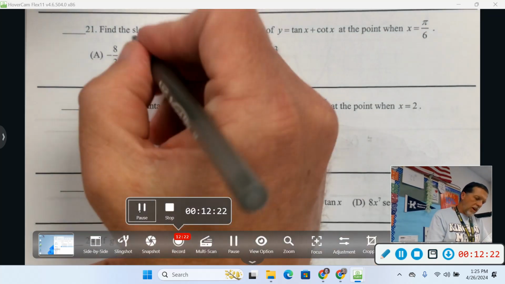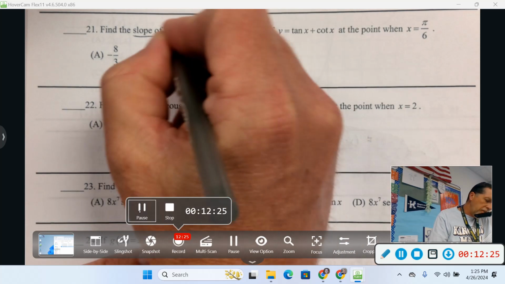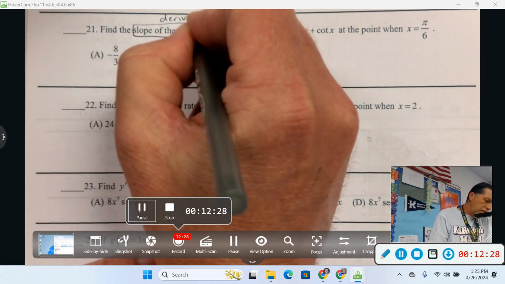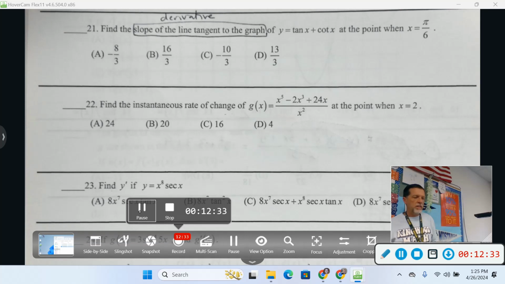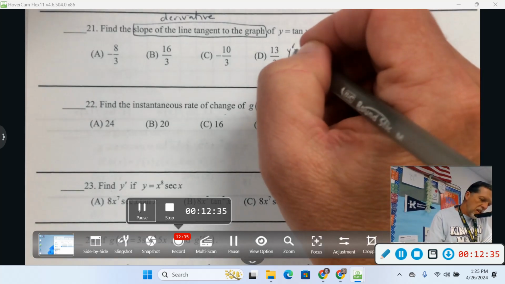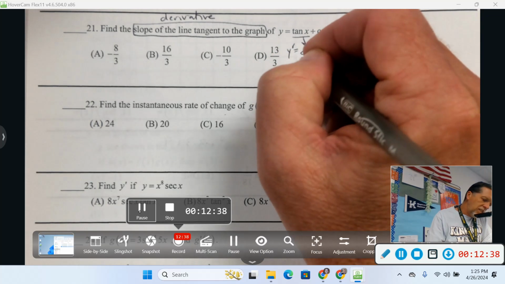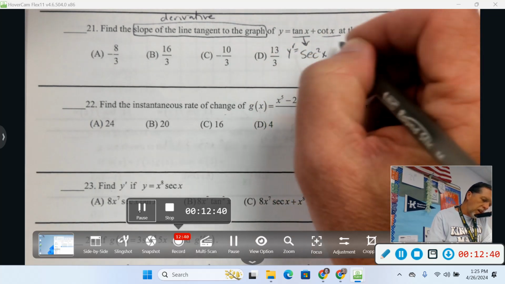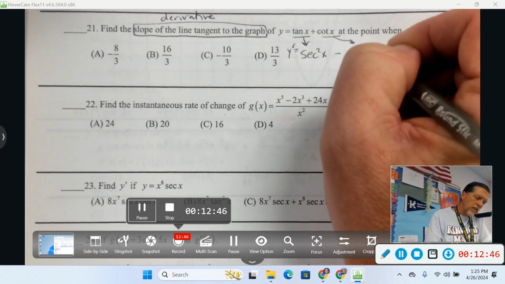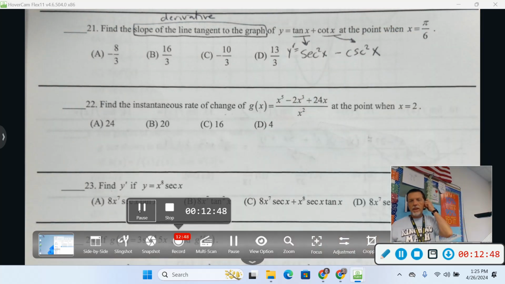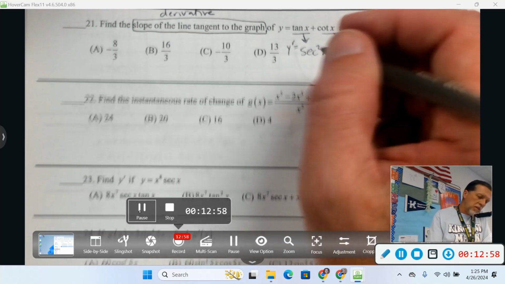21. Find the slope of the line tangent to the graph. Fancy talk for find a derivative when x equals pi over 6. Okay, derivative of tangent is secant squared, which is nice because it pairs with the derivative of cotangent, which is negative cosecant squared. Again, you've got to have those 6 trig functions memorized. Their derivatives, you've got to know them all. They come in kind of pairs or patterns, so it's not as bad as it seems.